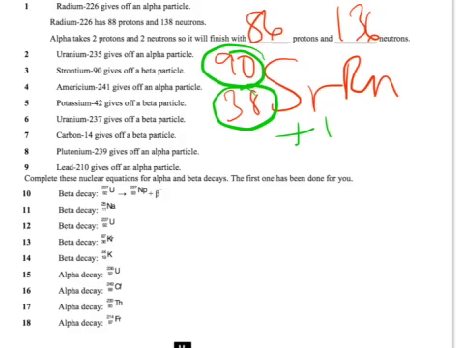So at the end, we will end up with 39 protons, an atomic number of 39. The mass number stays the same, but the number of neutrons will go down by 1. So instead of having 62, we'll have 61. So at the end, instead of having strontium, we'll have yttrium, yttrium-90.